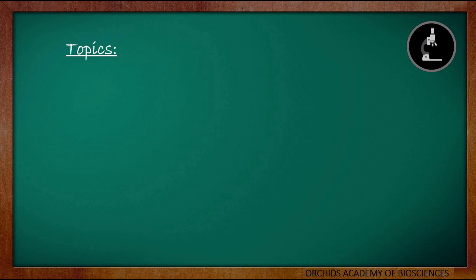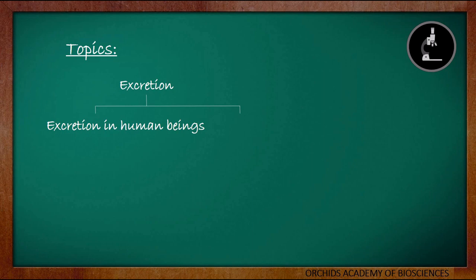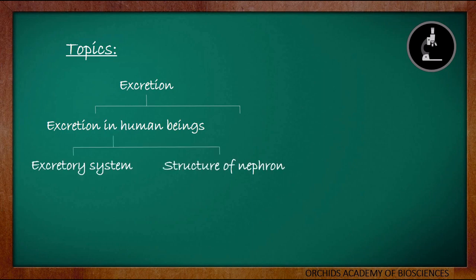In this video, we will discuss the following topics. We will start with excretion and its definition. Then we will discuss excretion in human beings, in which we will see the human excretory system and the structure of nephron in detail. And finally, we will also study excretion in plants. So let's start with excretion.